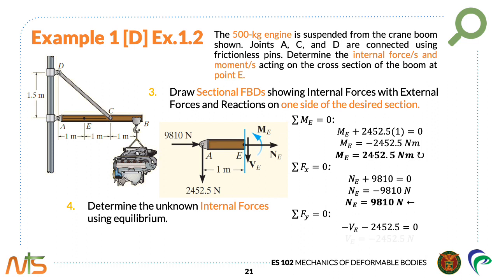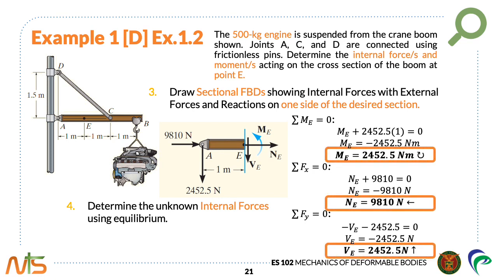Now we have VE equal to negative 2,452.5 newtons. Since it is a negative scalar, the sense of this quantity is opposite to that shown on the free body diagram. So VE is now equal to 2,452.5 newtons going upwards instead of downwards.